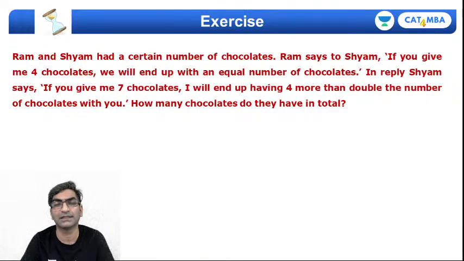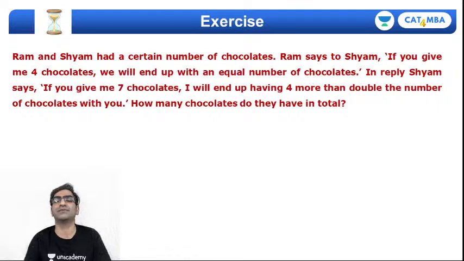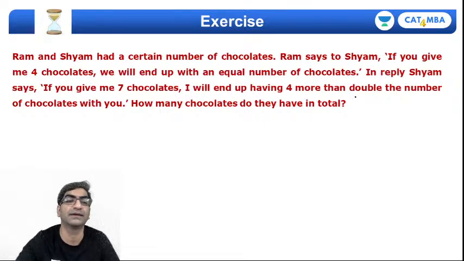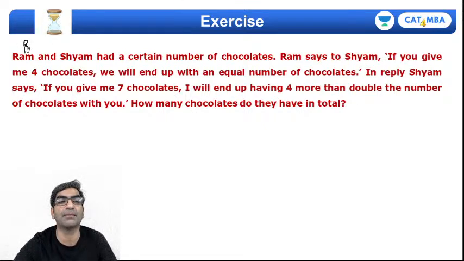Here's a slightly more testing question for you. If you've done the previous questions with me, then this one will seem a little more complicated. Let's see if you can get a hang of this. Ram and Sham, 2 people. They had a certain number of chocolates with them. Assume variables to denote Ram and Sham quietly. Assume that R is the number of chocolates that Ram has, S is the number of chocolates that Sham has.